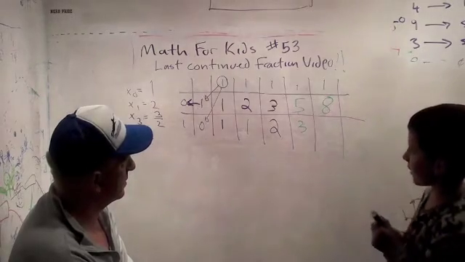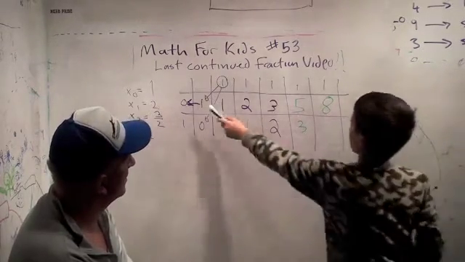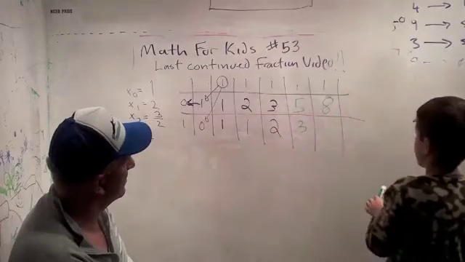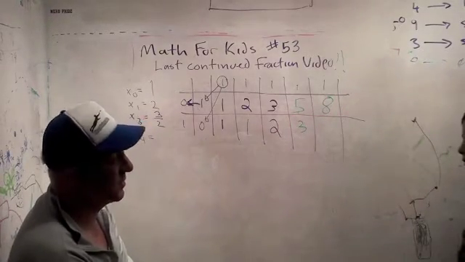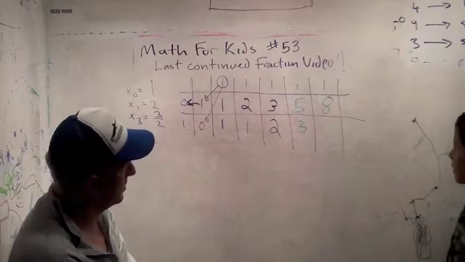This looks like the Fibonacci. Interesting. 1, 1, 2, 3, 5, 8. This one might be 13. Ooh, okay. What about on the bottom?